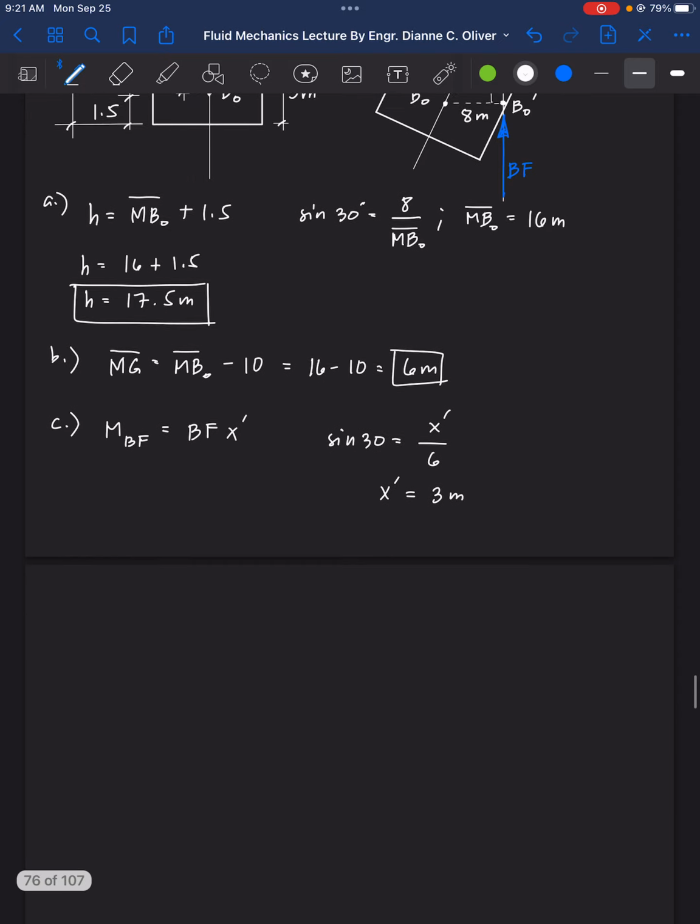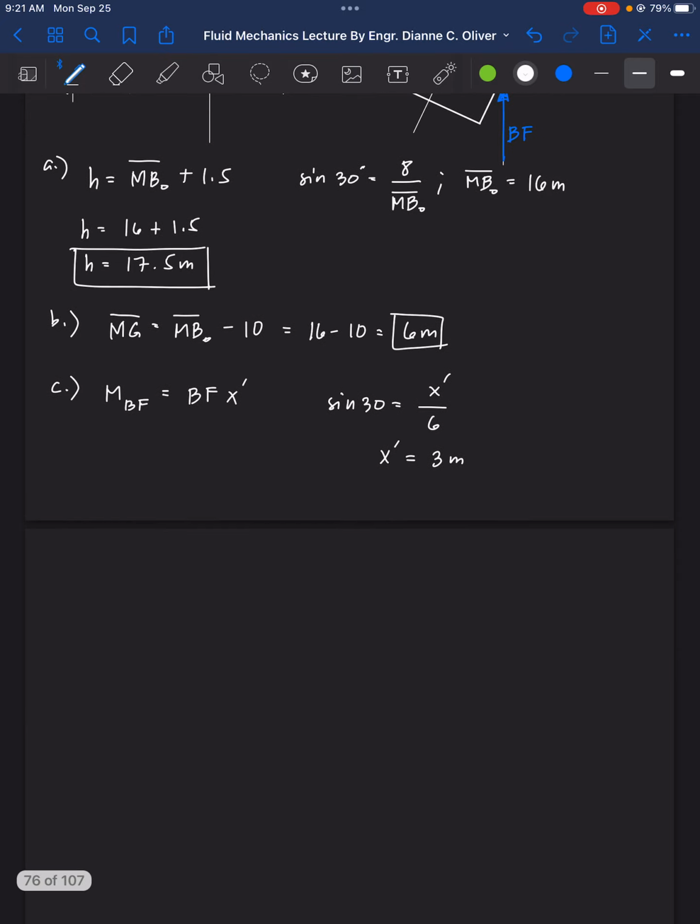Now, how about the buoyant force? The buoyant force is equal to gamma times volume displaced. So, what's our volume displaced? So, gamma water. The volume displaced is the 1,000 metric tons. So, how much is 1,000 metric tons in cubic meters?